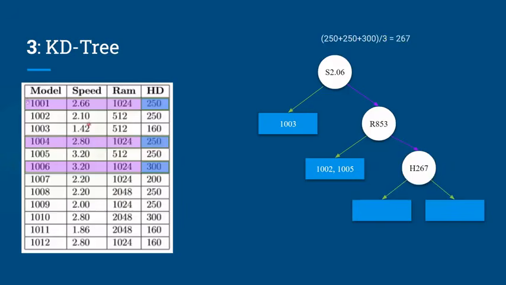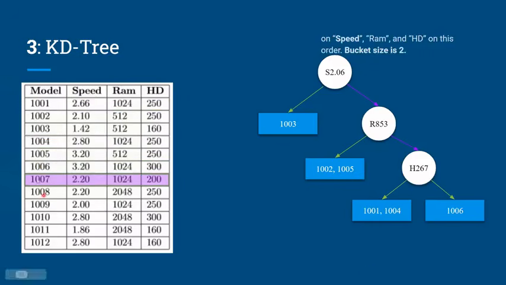So 1001, this model would be placed on the left-hand side. 250 is less than 267. 1004, 250 still less than 267, on the left. But 1006 will be placed on the right because 300 is greater than 267.